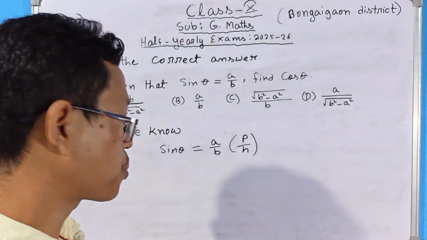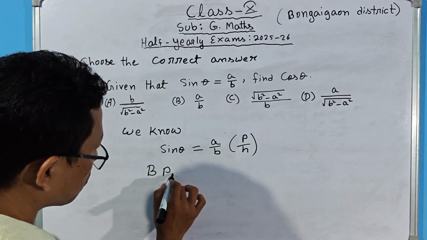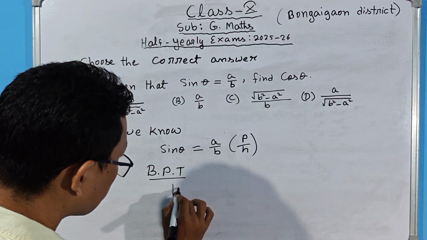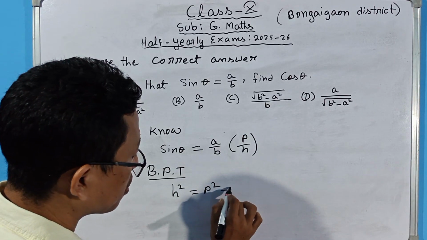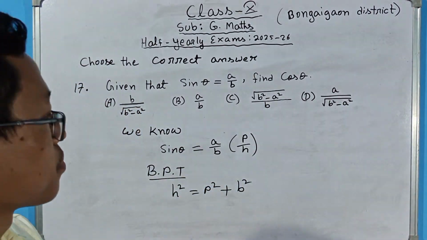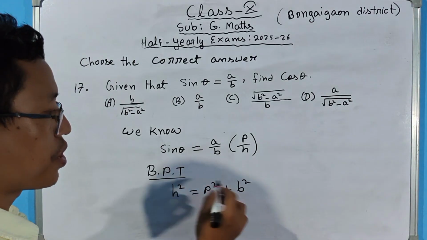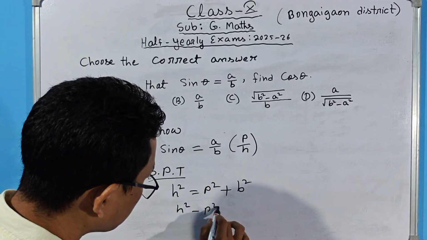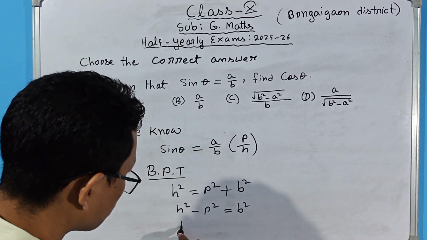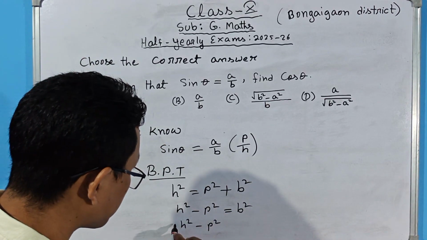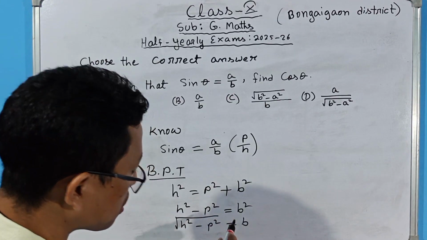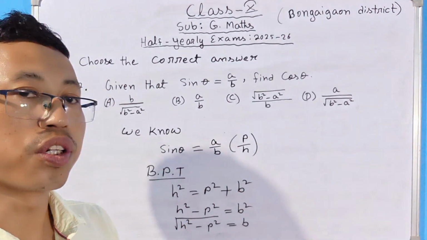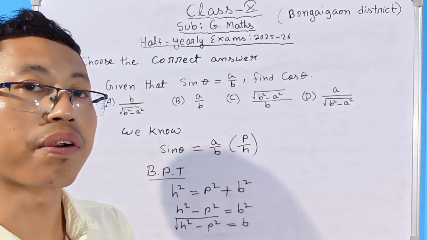So by Pythagoras theorem we have hypotenuse square equals perpendicular square plus base square. Clear? And we need the base. So hypotenuse square minus perpendicular square equals base square. So h square minus p square, the square you bring this side, square root. Clear? Base we have is the square root of hypotenuse square minus perpendicular square.